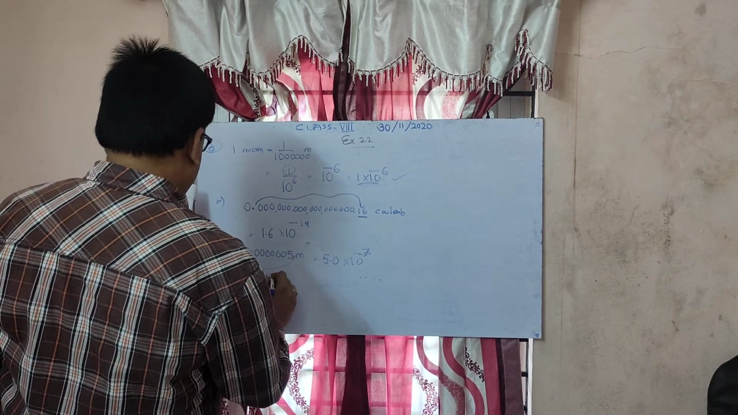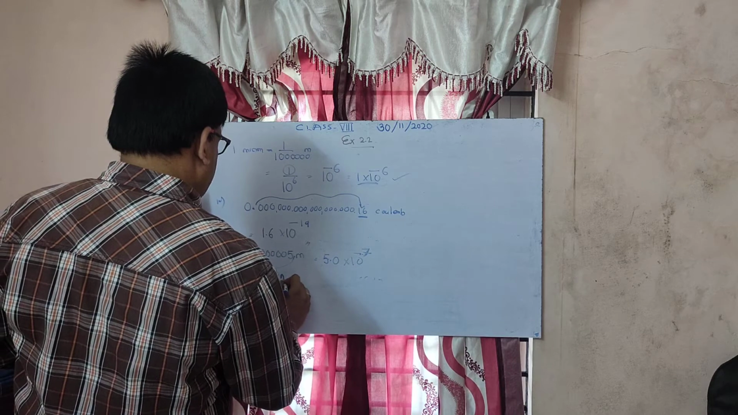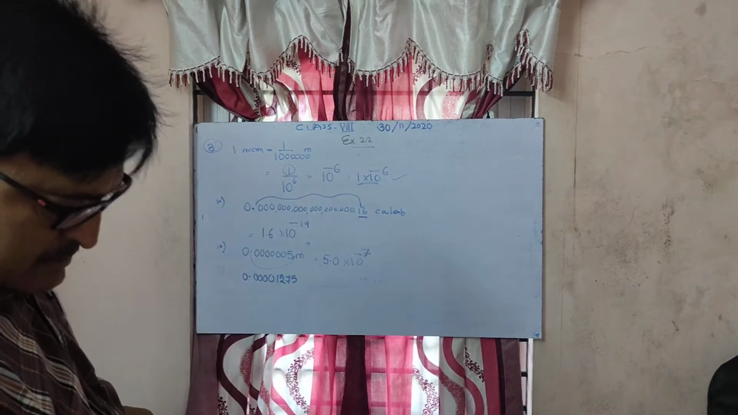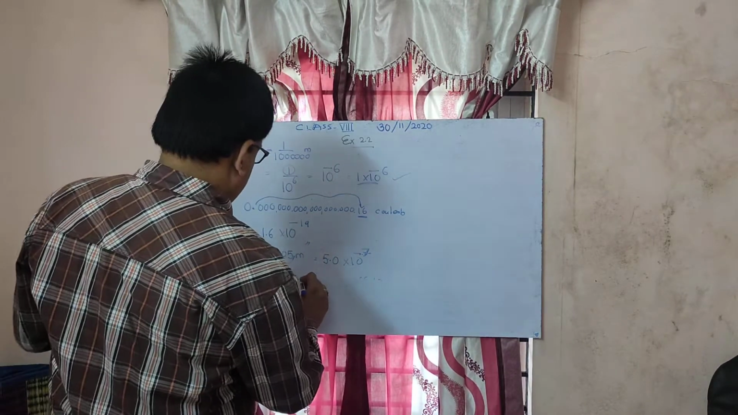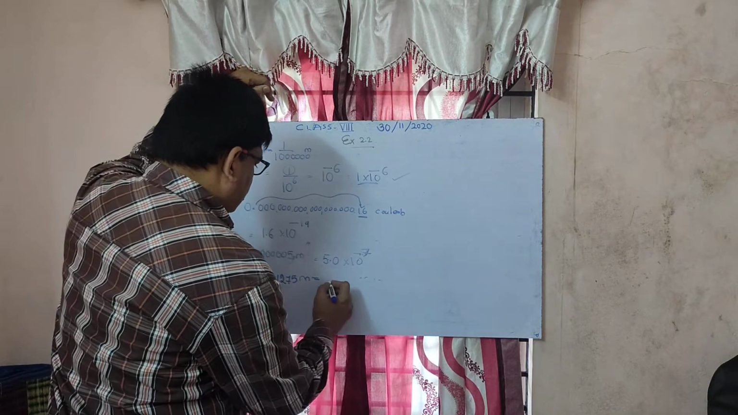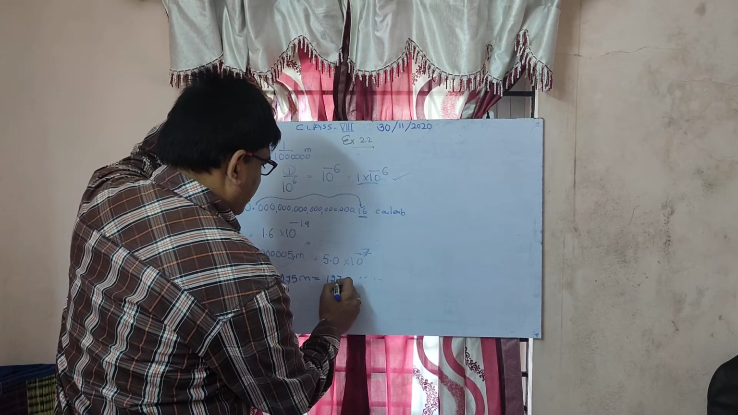One, two, three, four. 1, 2, 7, 5. Okay, now micron. Now same thing. First of all, write the number 1, 2, 7, 5.